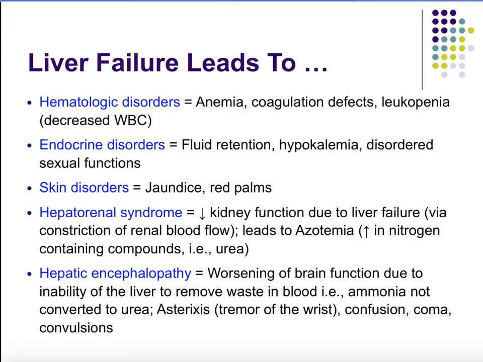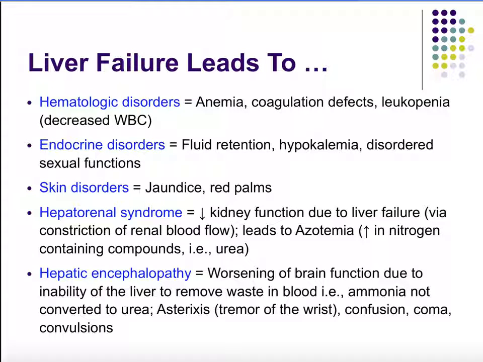So now that we know what the liver does, and we know that it has a wide range of functions, it makes sense why we would see some of these issues when the liver fails. So when we have liver failure, it'll lead to hematologic disorders, so related to blood. So we can see things like anemia, coagulation defects, leukopenia, which is decreased white blood cells. We'll have endocrine issues. So endocrine disorders can include things like fluid retention, hypokalemia, and disorders of sexual function because of the way that the liver normally metabolizes hormones.